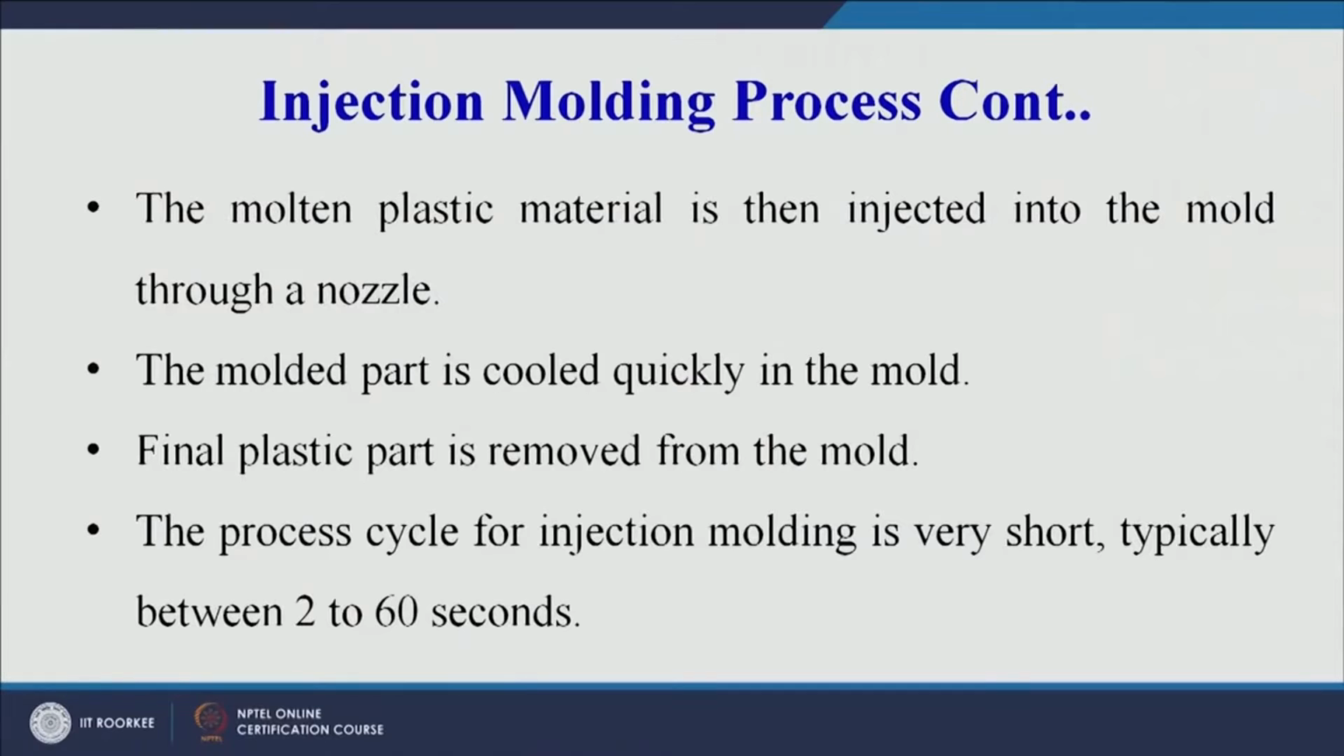The process cycle for injection molding is very short, meaning it is a very fast process, typically between 2 to 60 seconds. So you can see we can make a number of products in 1 hour. Maybe 60 seconds means 1 minute, so in 1 hour we can make 60 different parts using the injection molding process.